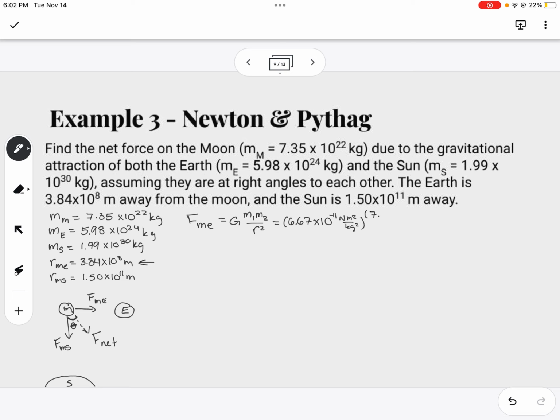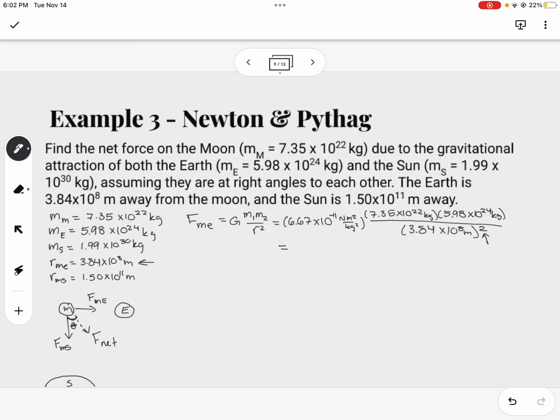We have the mass of the moon. We have the mass of the Earth. And that's going to be all over the distance between those two. So 3.84 times 10 to the 8th meters squared. This is an easy thing to forget. It has to be radius squared. Don't leave that out. Please, please, please.